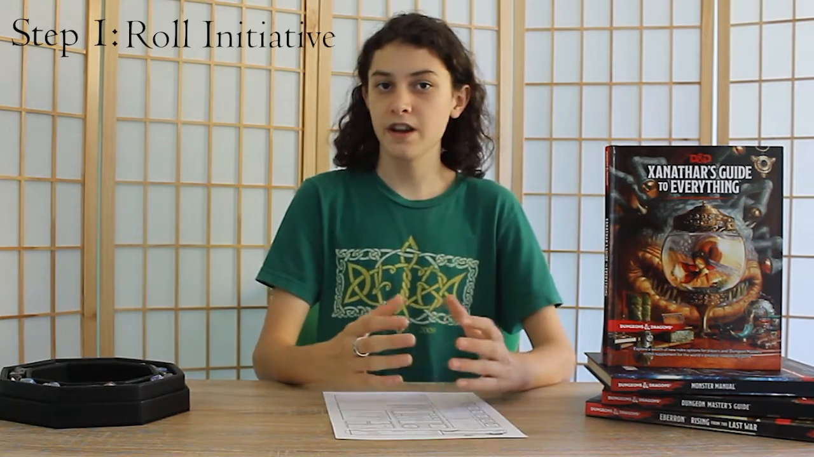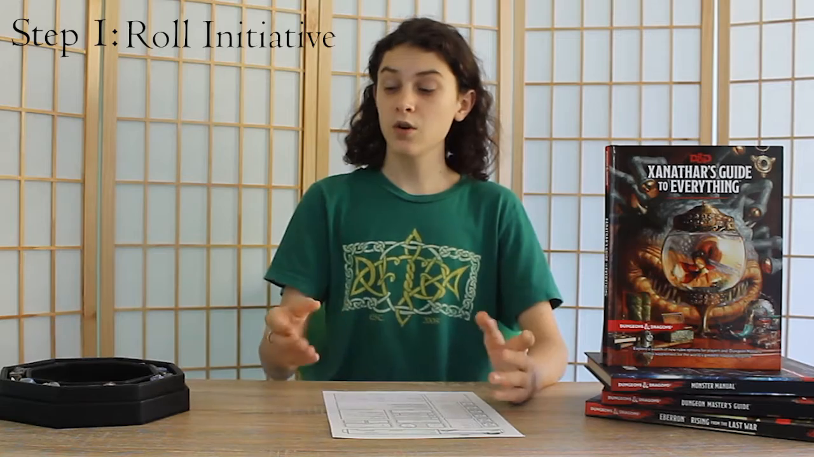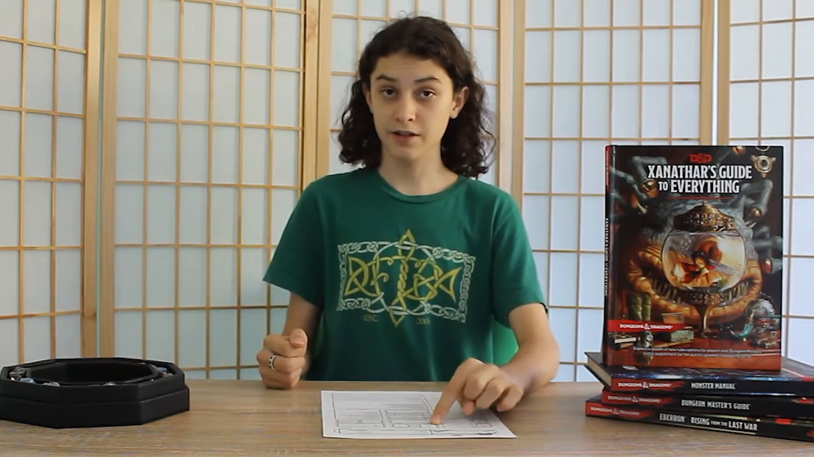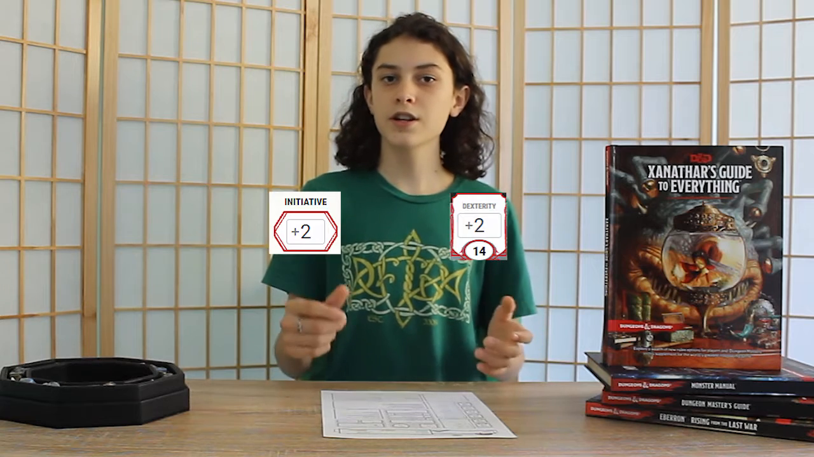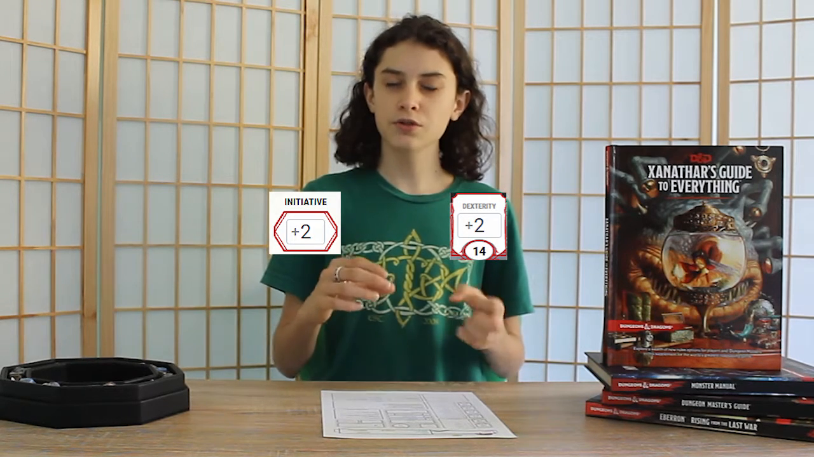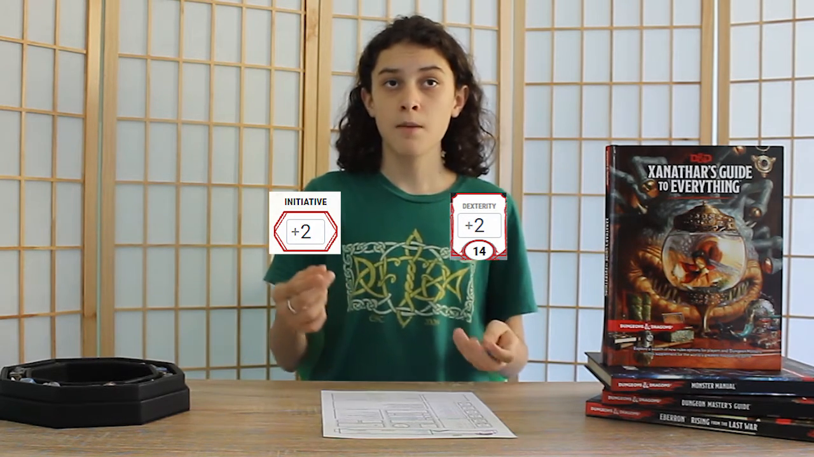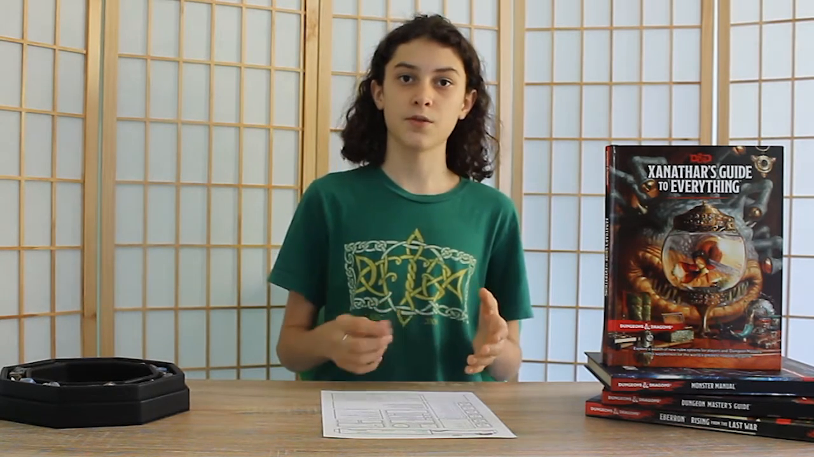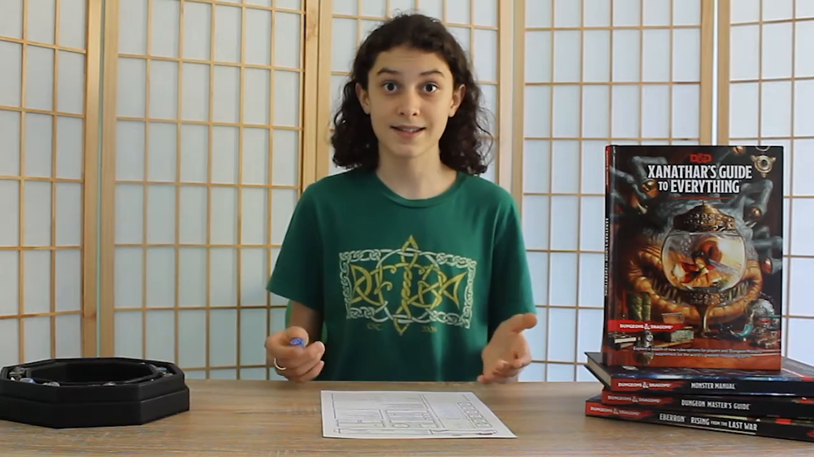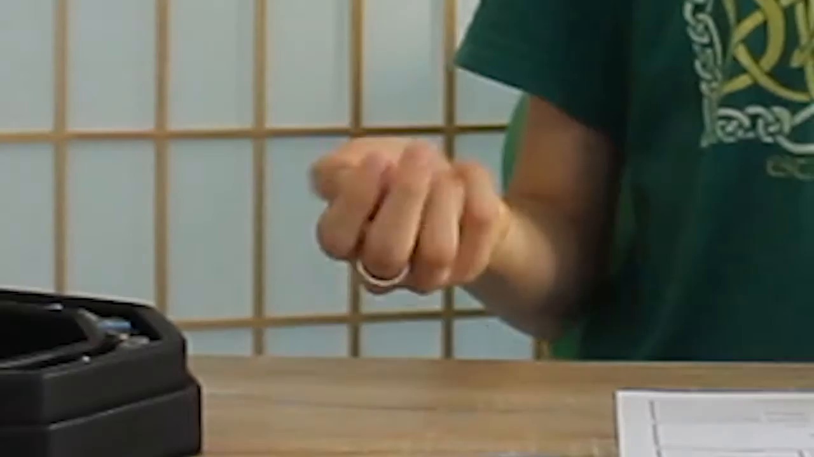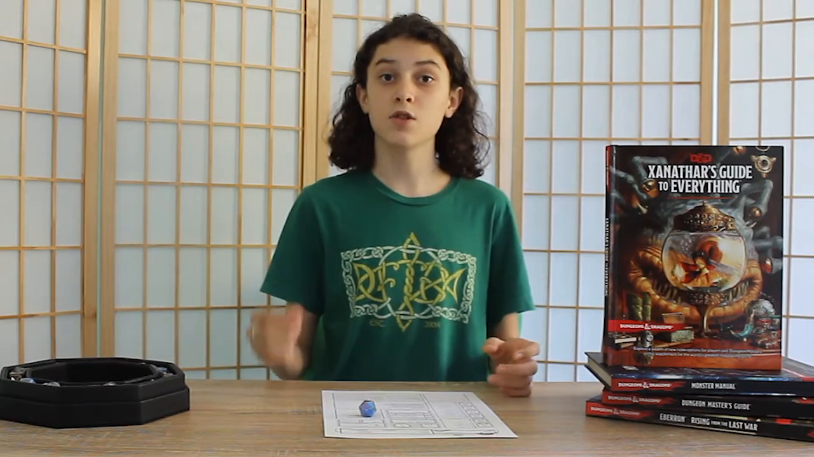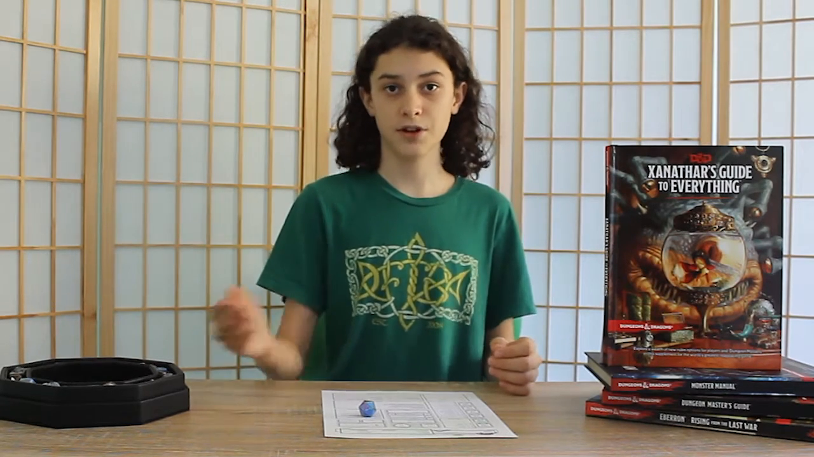Combat always starts with an initiative roll. To find out what yours is, you're going to want to roll your d20 and add your initiative modifier. You usually just take your dexterity modifier, but it can be changed by magic items or spells or even abilities that classes have. So I'm going to go ahead and roll my initiative. I got a 15 plus 2, that's 17, so I will tell my DM 17 for initiative.